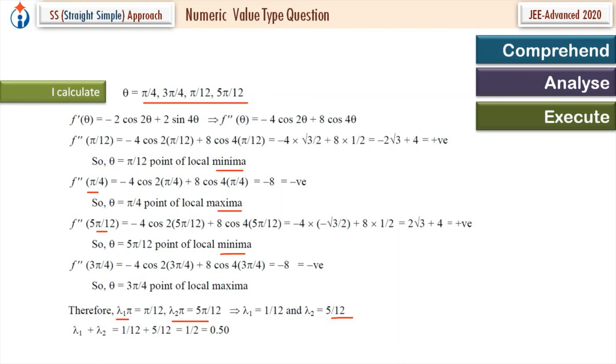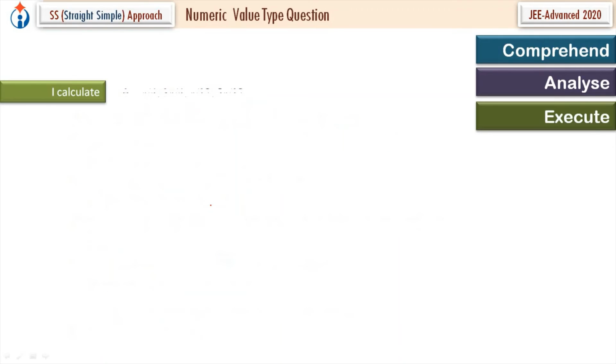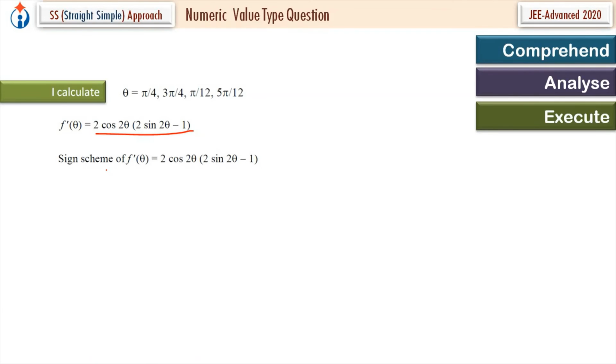So I have used the second derivative test here. Now let's see another method also. So f dash theta is this. We can check the sign scheme of f dash theta. This is the product of this expression and this expression. Very simple expressions. So I can check the sign scheme of f dash theta.